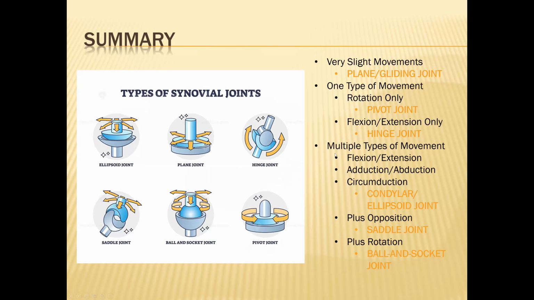If I add all these, flexion, extension, abduction, adduction, circumduction, and I add opposition to it, I have a saddle joint. And if I again take all of these, flexion, extension, abduction, adduction, circumduction, and I add rotation to it, that gives me a ball and socket joint. So that's a summary, another way to look at it based on the different types of movement.